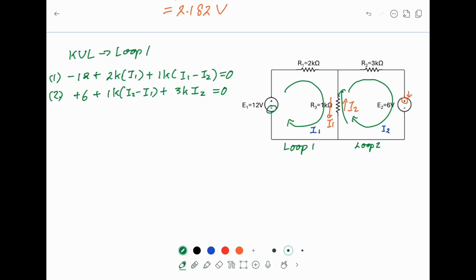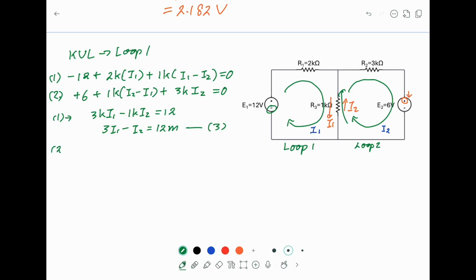Now I will simplify equation 1 using the standard procedure. So you see this is equal to 3K I1, and minus 1K I2, equal to 12. Equation 3. However, I can do the same thing. I can divide both sides by 1000, and this becomes 3I1 minus I2 equal to 12 times 10 to the minus 3. It means 12m. This is equation 3.